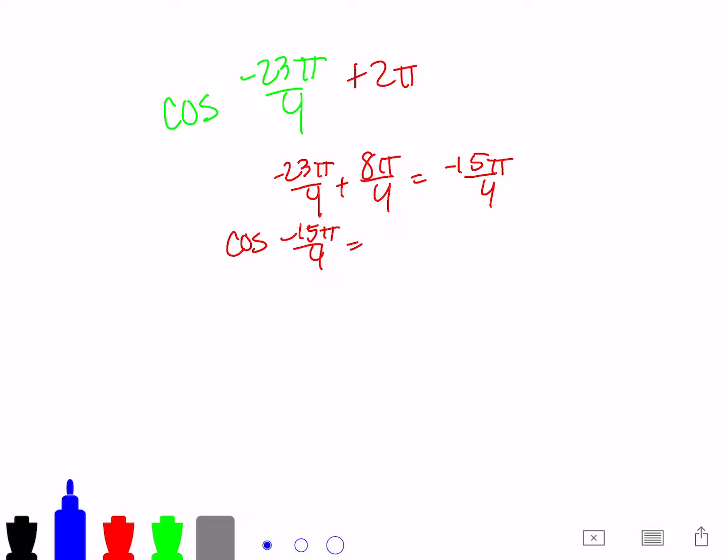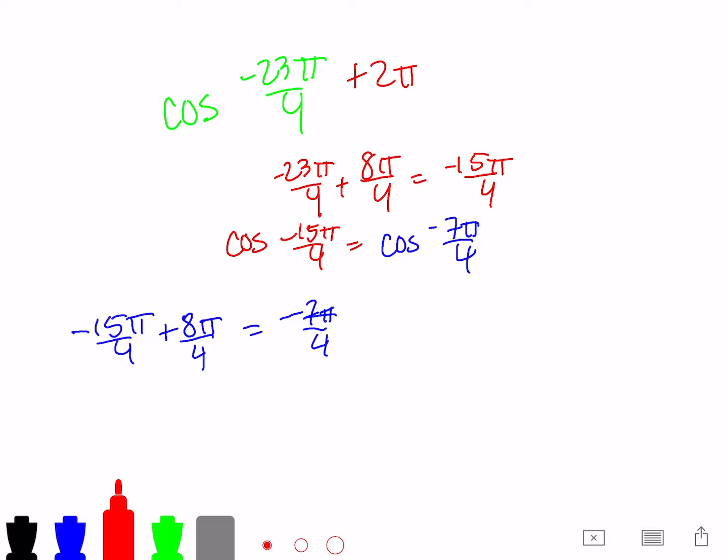So I'm going to add another 2 pi. If I take negative 15 pi fourths and add another 8 pi fourths, which is 2 pi, that gives us negative 7 pi fourths. So that's the same as the cosine of negative 7 pi fourths. Well, that's still not an angle between 0 and 2 pi, so I want to add another 2 pi to the negative 7 pi fourths. But 2 pi is really 8 pi fourths.